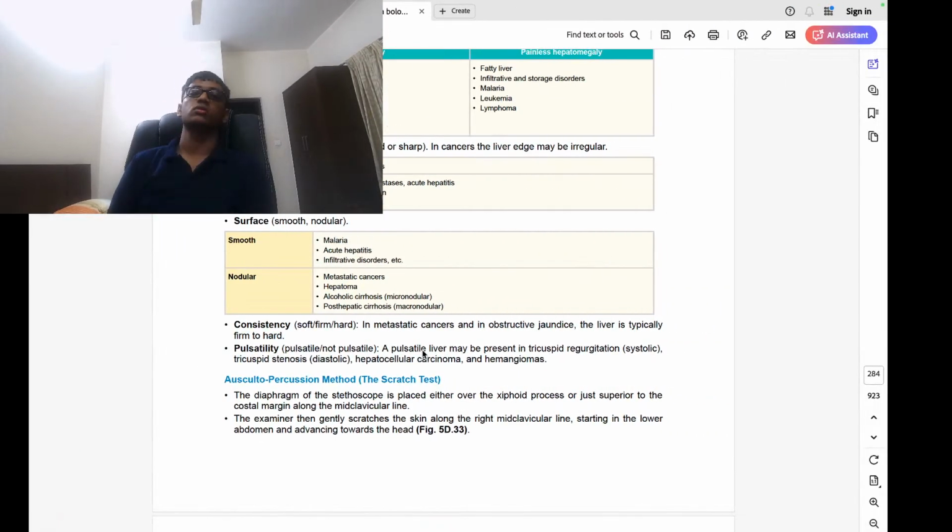We have surface smooth: malaria, acute hepatitis, infiltrative disorders, etc. Nodular is seen in metastatic cancer, hepatoma, and alcoholic cirrhosis, micronodular, and post-hepatic cirrhosis, which is macronodular.